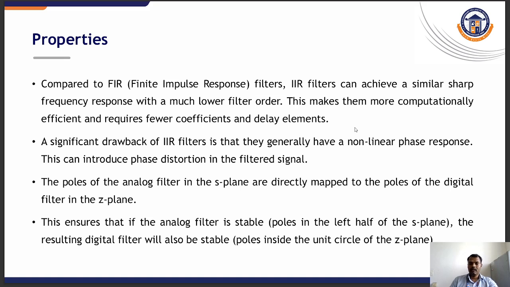When we look at the properties compared to the FIR filter, an IIR filter can achieve a similar sharp frequency response with a much lower filter order. This makes them more computationally efficient, requiring fewer coefficients and delay elements. A significant drawback of IIR filters is that they generally have a nonlinear phase response. The poles of the analog filter in the S plane are directly mapped to the poles of the digital filter. This ensures that the digital filter is stable if the poles lie on the left side of the S plane, which corresponds to the poles lying inside the unit circle of the Z plane.